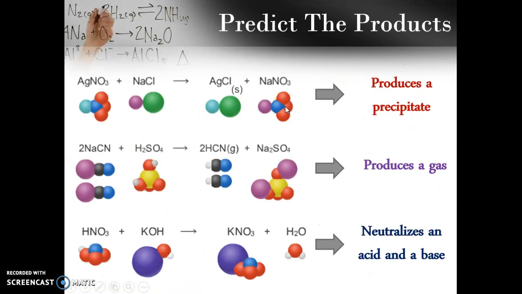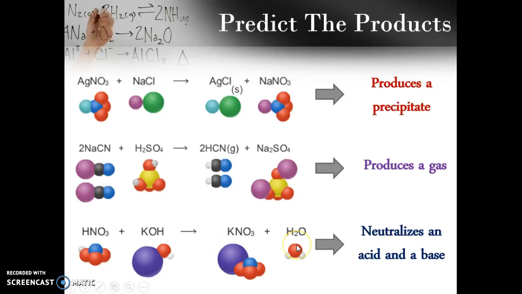Here are three examples of double replacement reactions. So here we have silver nitrate and sodium chloride. What happens is that your two metals here are silver and sodium, and they just switch places. So silver ends up with chlorine, sodium ends up with nitrate, and you end up with silver chloride and sodium nitrate. Here, sodium and hydrogen are going to switch places. So hydrogen ends up with cyanide, sodium ends up with sulfate. And then in this last one, hydrogen and potassium switch places. So you end up with potassium nitrate and water.